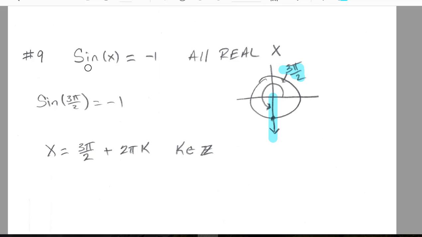And then for sine and for cosine, I add 2 times pi times k, where k is an element of the integers. The Z, again, stands for integers. And so my answer is x equals 3 pi over 2 plus 2 times pi times k, where k is an element of the integers.